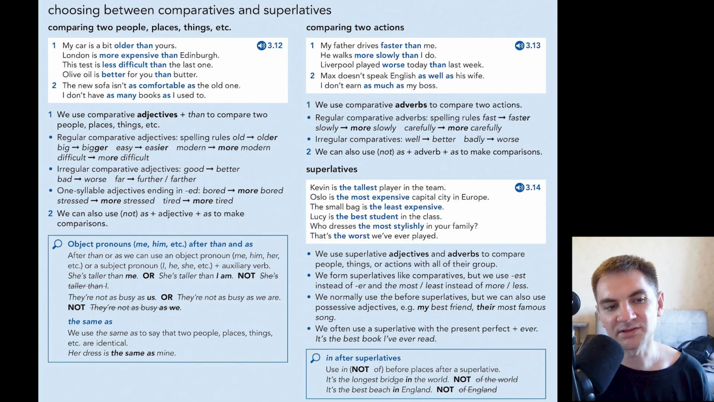And this structure is the same as. We use the same as to say that two people, places, or things are identical. Her dress is the same as mine, and so on. So something like this, the same as.